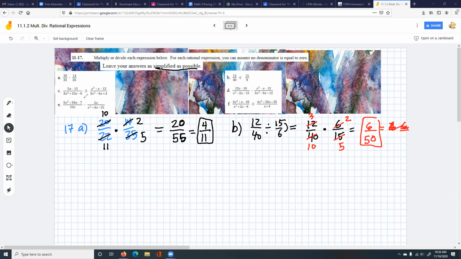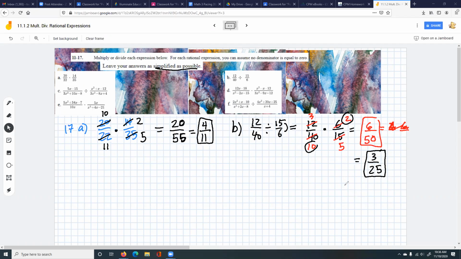Oh yeah, reducing it. You're right. There's a 2 that goes into both of these. I didn't see it, there's a factor of 2 here, and there's a factor of 2 here. So we can reduce it by 2. Thank you. 3/25. Speaking of reducing, there you go. That is in lowest terms.